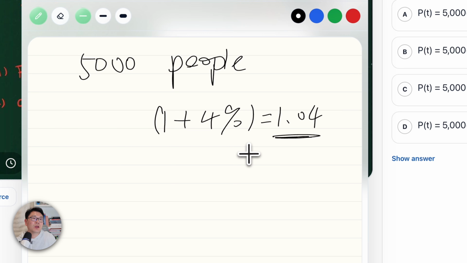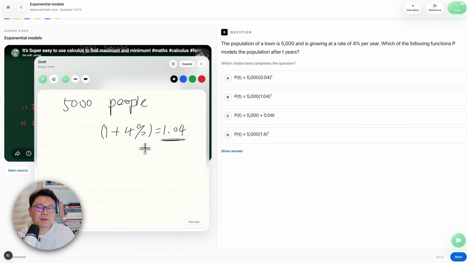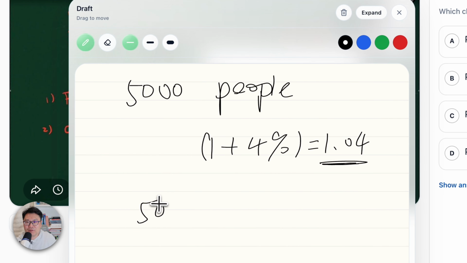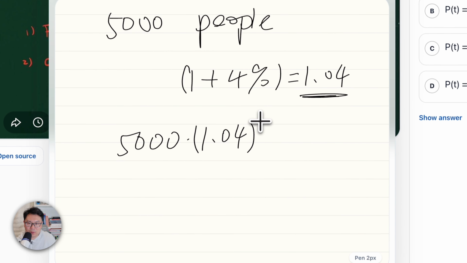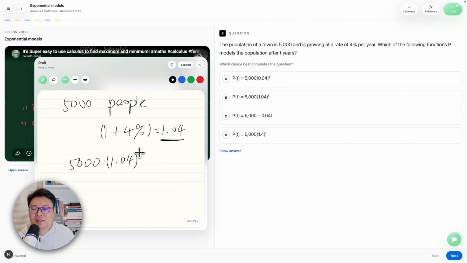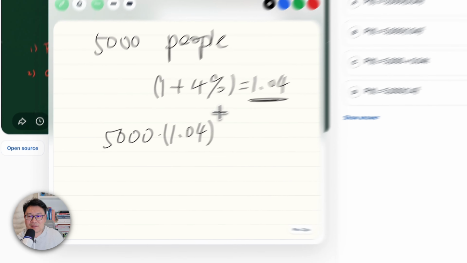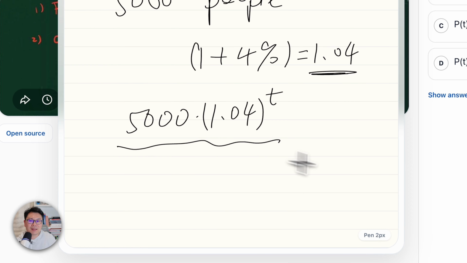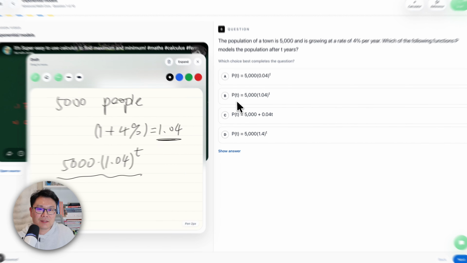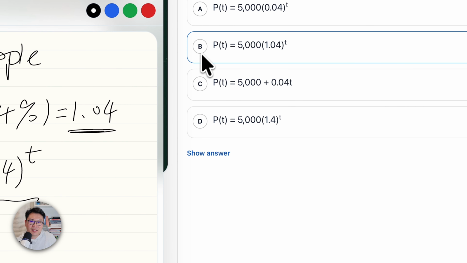Which of the following functions P models the population after T years? After 1 year, it's going to be 5,000 times 1.04 raised to the power of 1. After 2 years, it's raised to 2. After 3 years, it's raised to 3. And after T years, it's raised to T. That's basically how we get the final answer: P of T equals 5,000 times 1.04 to the T. This is the only correct answer, B. Let's check our answer. Yes, we get it correct.